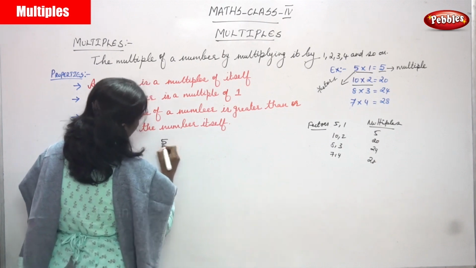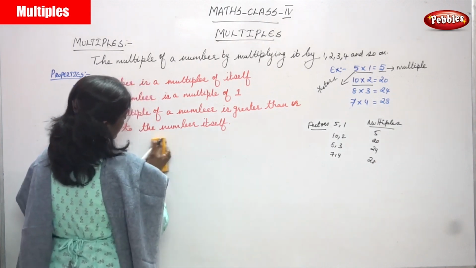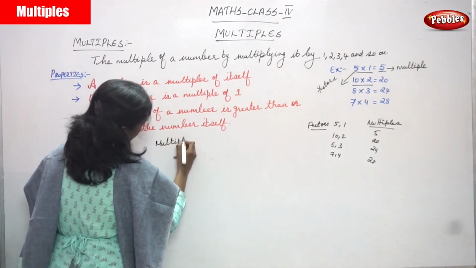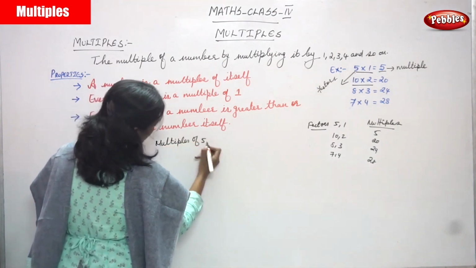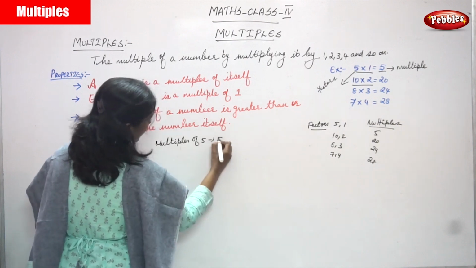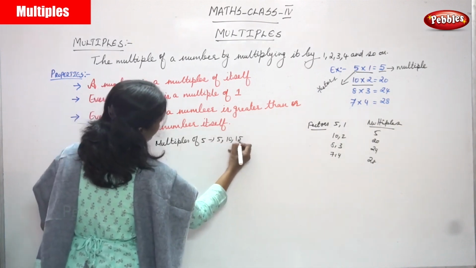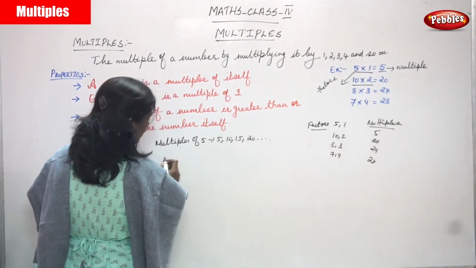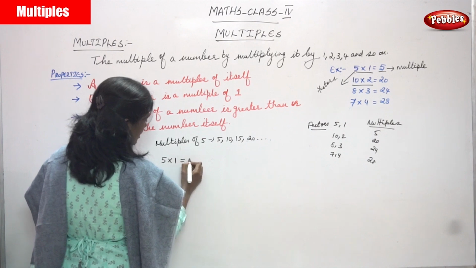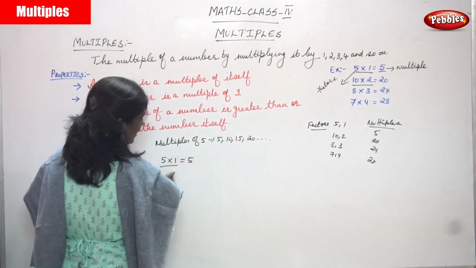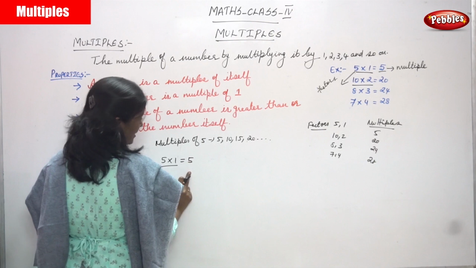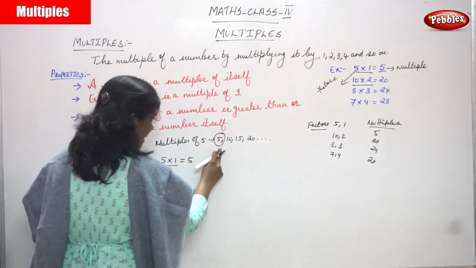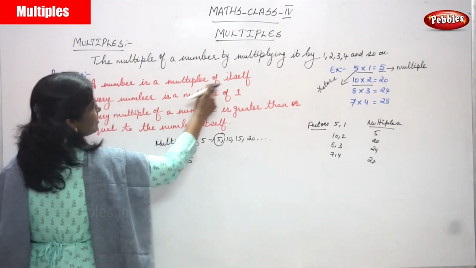So 5, you are going to find the multiples of 5. Multiples of 5, that means what you are going to write? The answer is 5, 10, 15, then 20 and so on. How can you get 5? 5 into 1 is equal to 5. I've told you these two are factors. The answer, the product, is called a multiple. So in the multiples of 5, you get the same number 5. That is what it means for a number to be a multiple of itself.